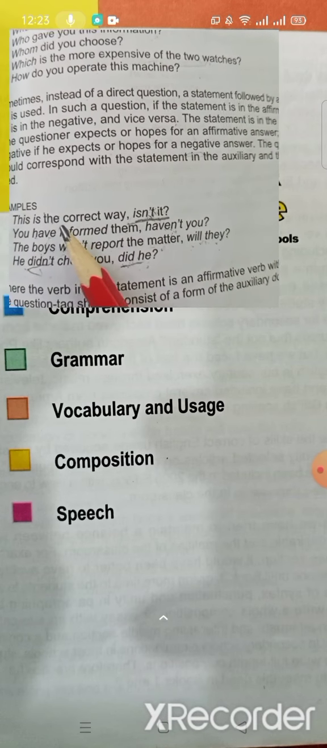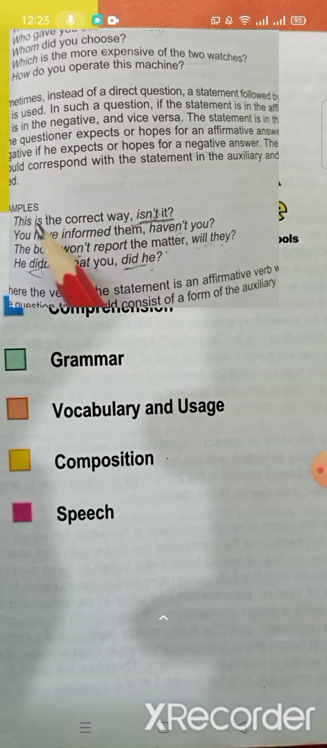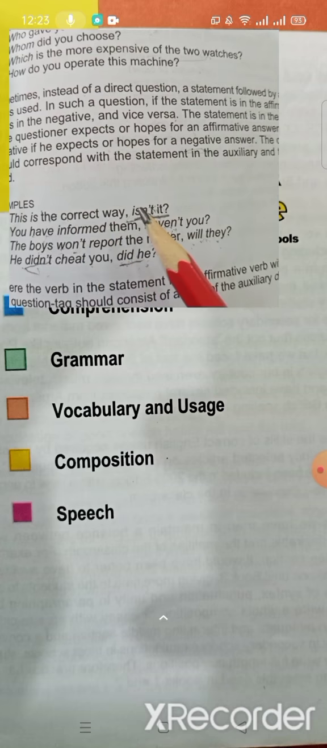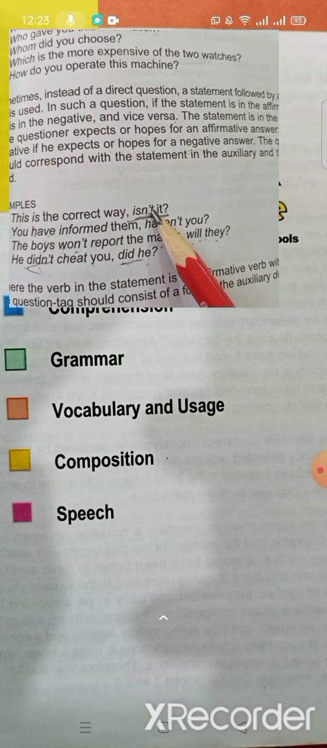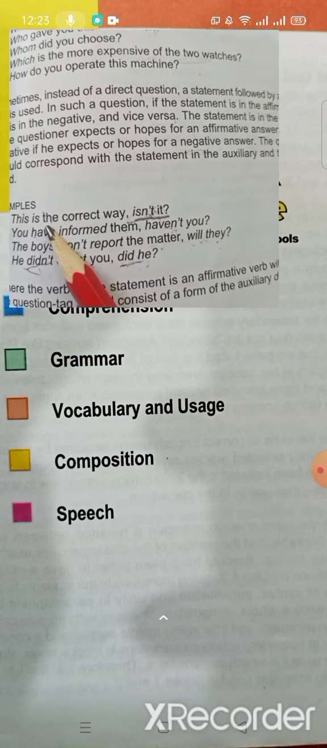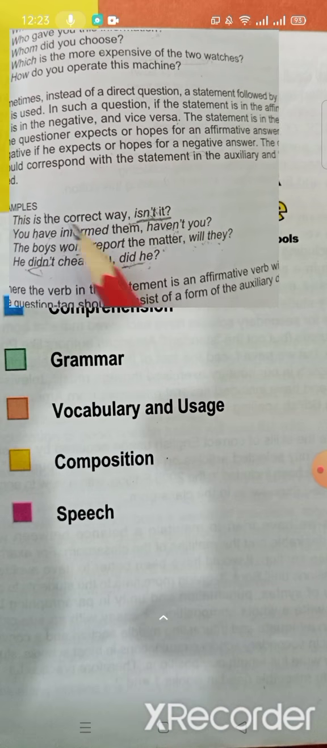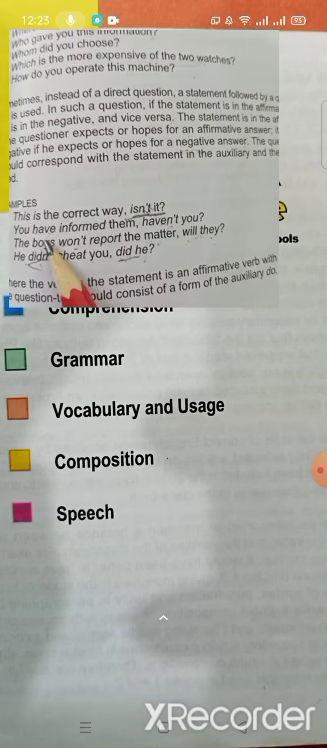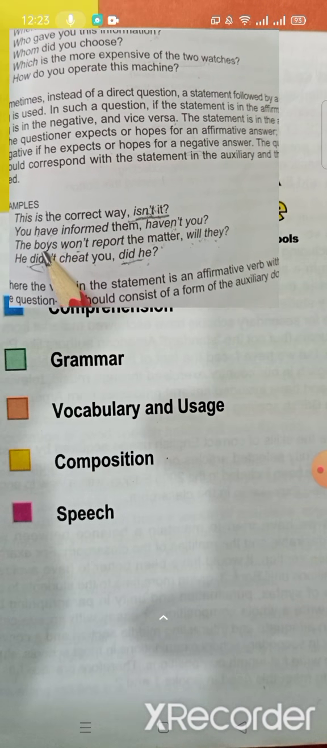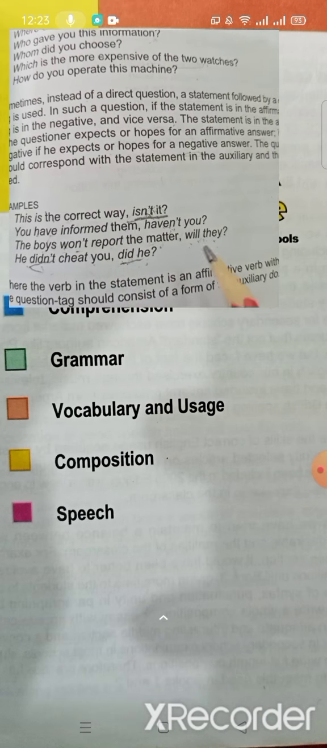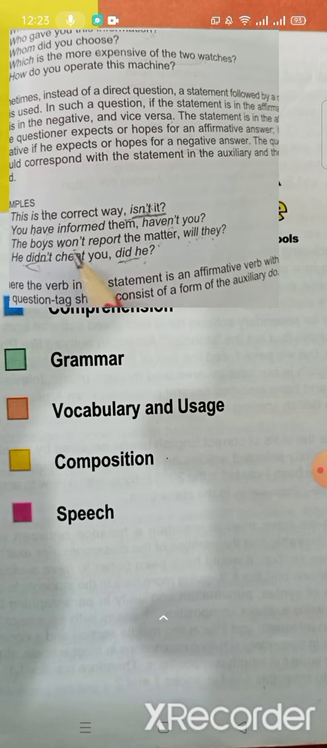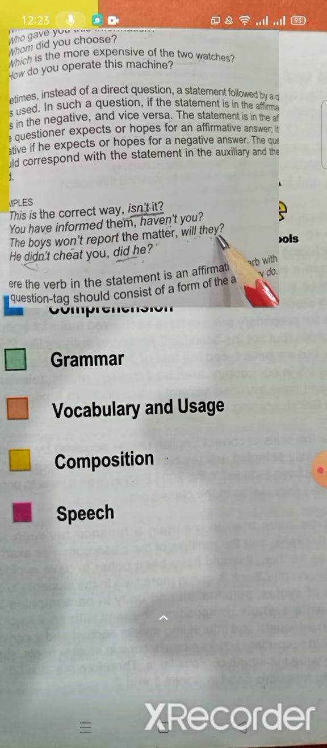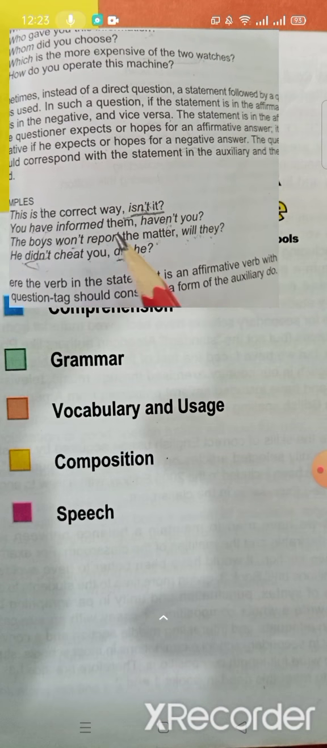You need to understand one more thing: if the sentence is positive, the question tag will be negative. As you can see, "this is the correct way" is positive, so this is a negative question tag. If the sentence is negative, the question tag will be positive. "The boys won't report the matter" is negative, so the tag is positive: will they. So these are the question tags.